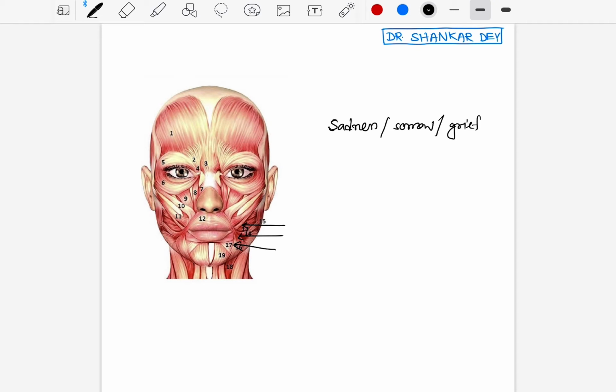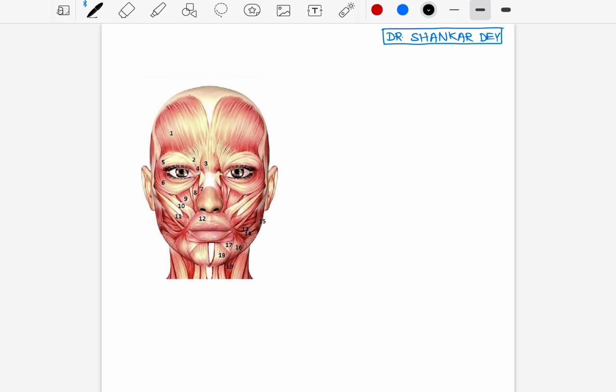And how does it represent the expression? There will be accentuation of the nasolabial fold, elevation and eversion of the upper lip, and the angle of the mouth is drawn downwards and laterally. So this is sadness or sorrow by levator labii superioris, levator anguli oris, zygomaticus minor, and depressor anguli oris.